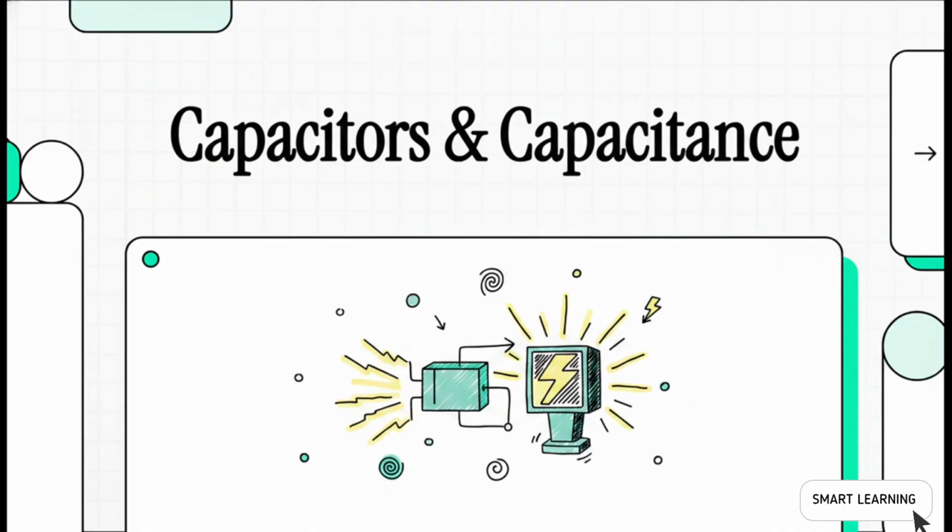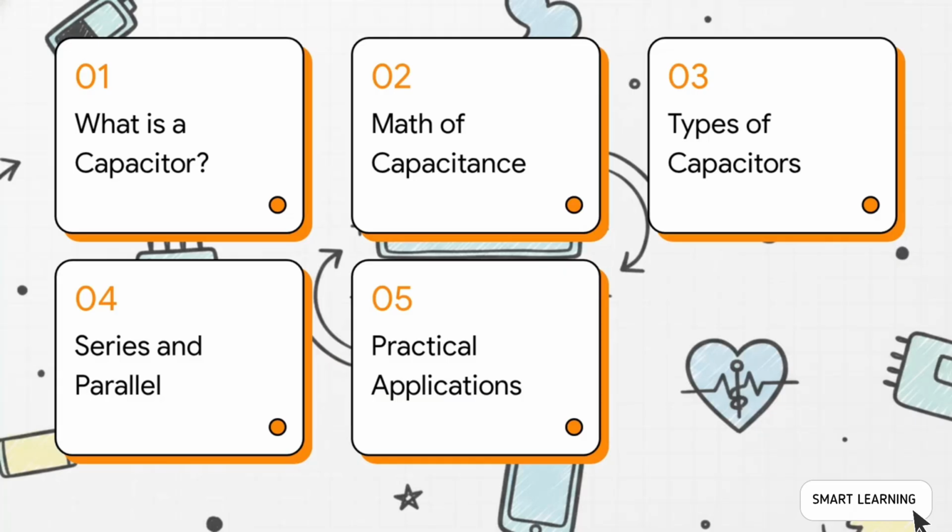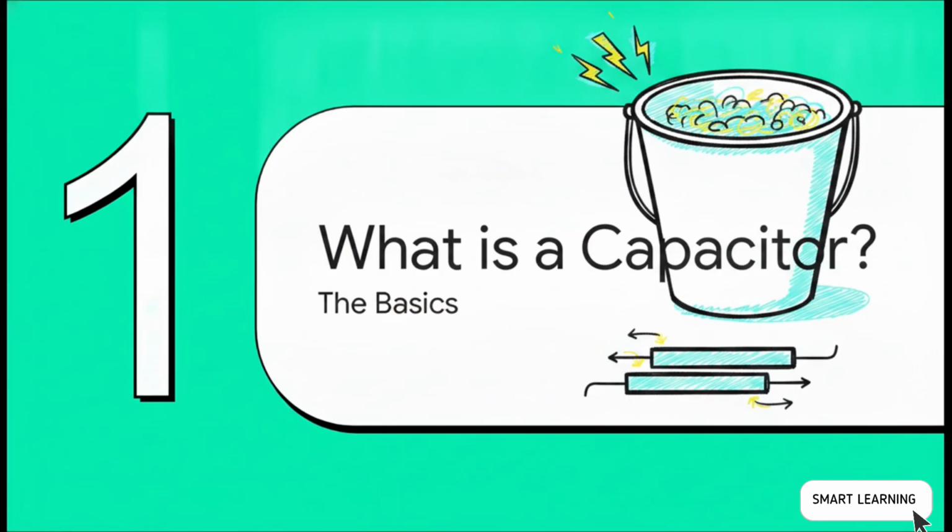Today, we're going to unpack exactly how these components work, the math that governs them, and why our modern world absolutely relies on them. We've got a great roadmap for all you physics students today. We'll quickly run through what a capacitor is, the math of capacitance, the different types you'll encounter, how they act in series and parallel circuits, and finally, their real-world applications. So, kicking things off with Section 1, what exactly is a capacitor?